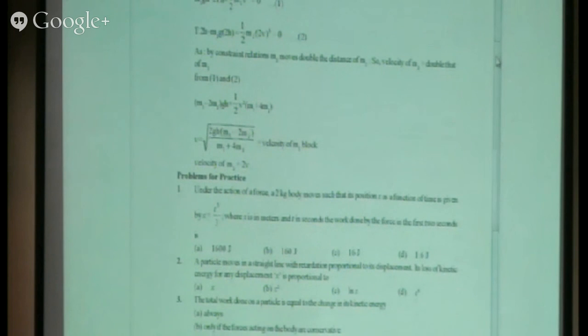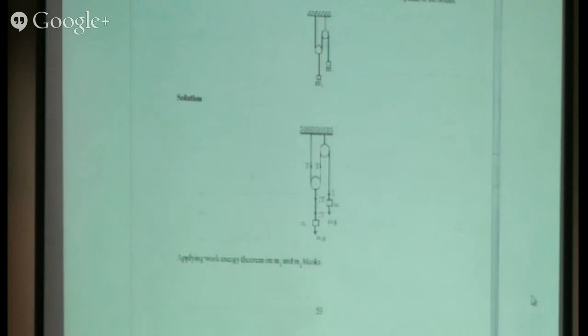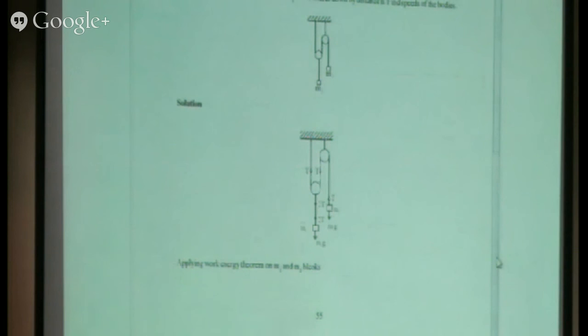Just applying the work energy theorem. So m1 is going down. And the tension, can we go back to the picture? When we draw the free body diagram of M1 and M2, for M1, the weight is downwards and there is the tension in the string. Now there are two strings with tension T, because two strings are picking up M1. So the tension in the lower string will be 2T.